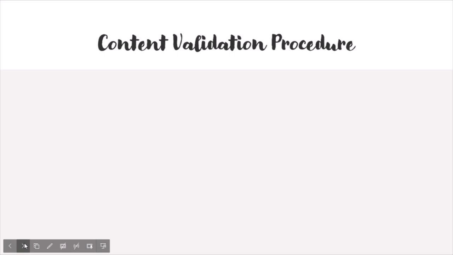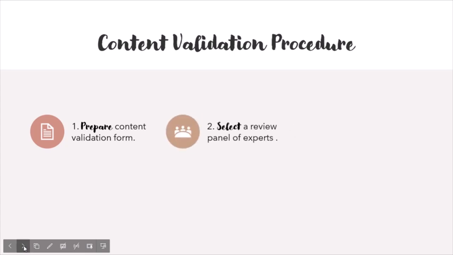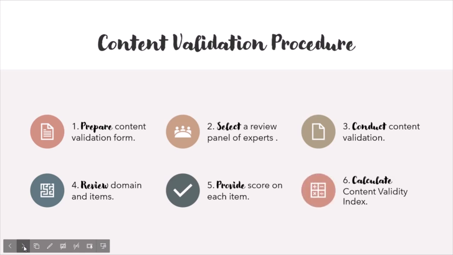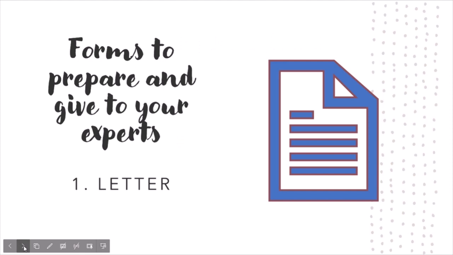So here are the content validation procedures. Number one, prepare content validation form. Number two, select a review panel of experts. Number three, conduct content validation. Four, review domain and items. Five, provide score on each item. And number six, calculate content validity index.